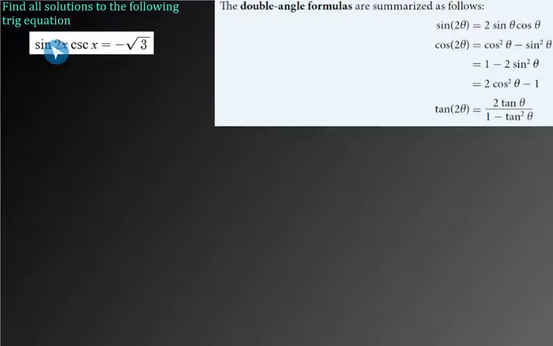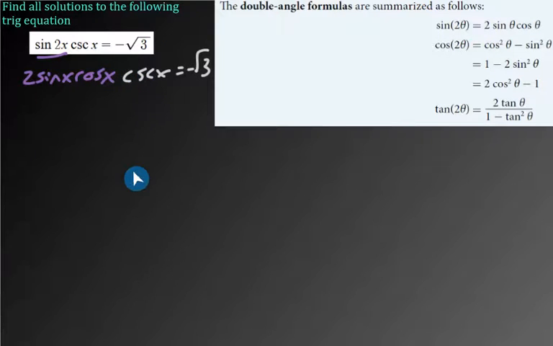So I would definitely try to simplify this side before I go and solve anything. Sine 2x, the only thing you can do is write that as 2 sine x cos x. So this part is 2 sine x cos x. We're multiplying by a cosecant, and then it equals -√3.